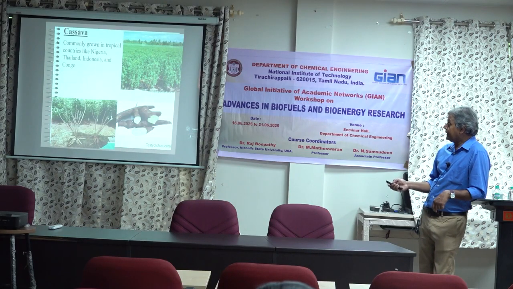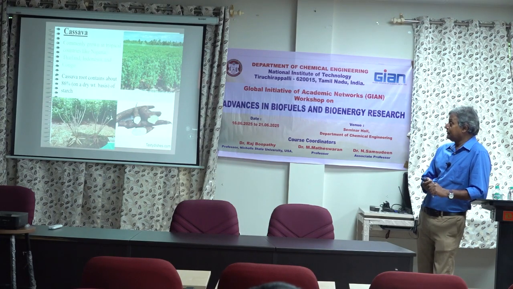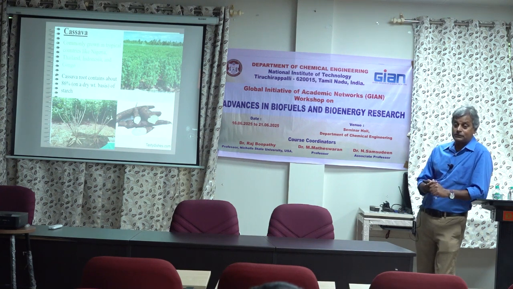Cassava is common in India and also other countries: Thailand, Nigeria, Indonesia, and Congo. Cassava root contains about 86% starch on a dry weight basis. We call it tapioca cassava. It has a lot of starch in it.